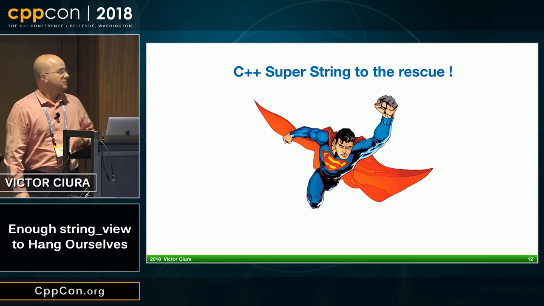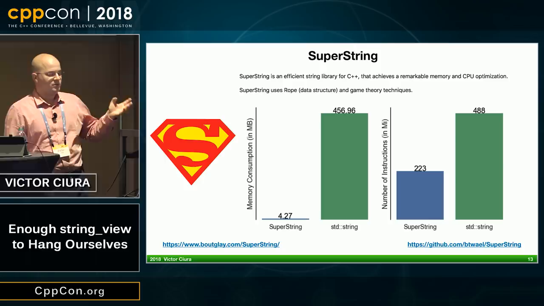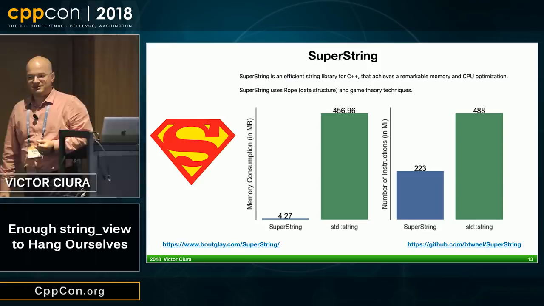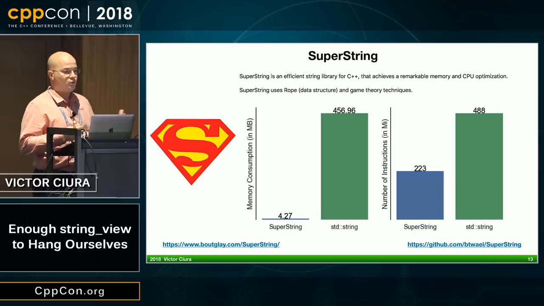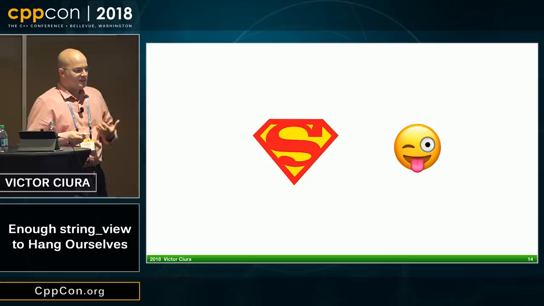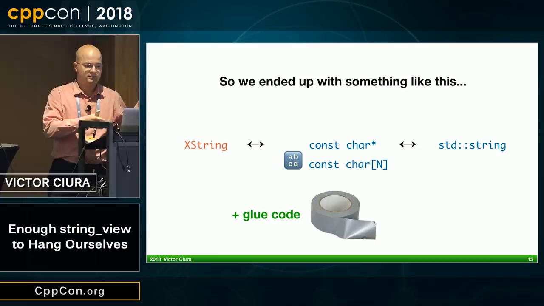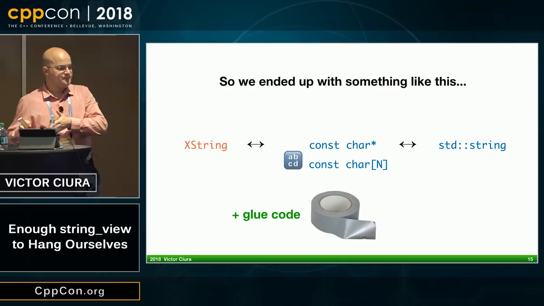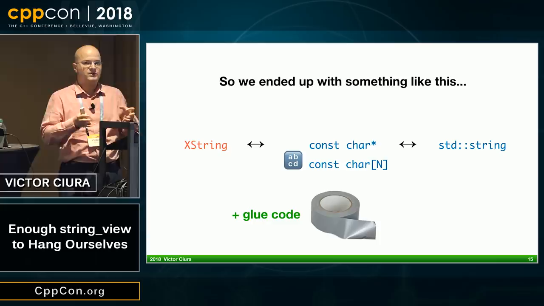Or maybe there is. I just found this project on GitHub while scrambling for details. Apparently, there's a superstring class that's very, very efficient in some scenarios and uses some kind of rope data structure underneath, though I don't know much about it. But anyway, so we end up with something like this. Our XString class, let's call it. We have our standard string in our platform-independent code. And we have to bind those together and use some kind of common denominator to interop between those string types.